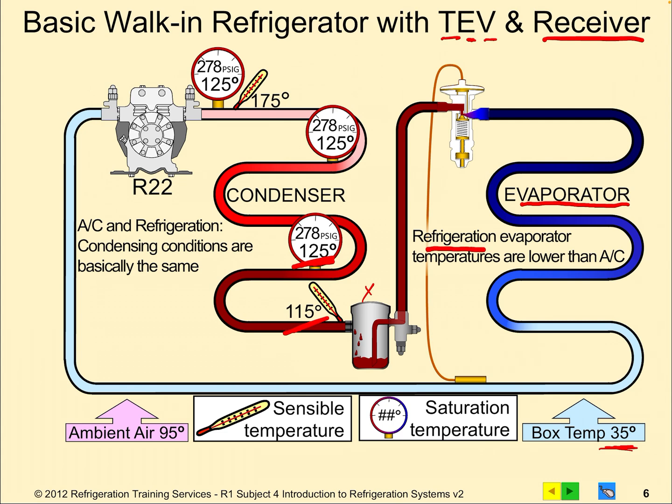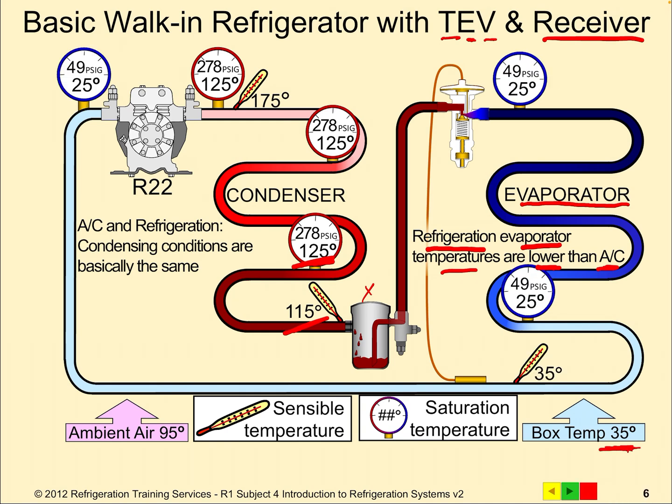So when we say the refrigeration evap temps are colder or lower than air conditioning, the reason is because of what you're trying to maintain. And that's really the primary way we do that. In this example, I'm going to use a 25-degree evap temp. And in this case, that gives us a delta T on the evaporator of 10 degrees. So 35 minus the 25 is the way that's set up.